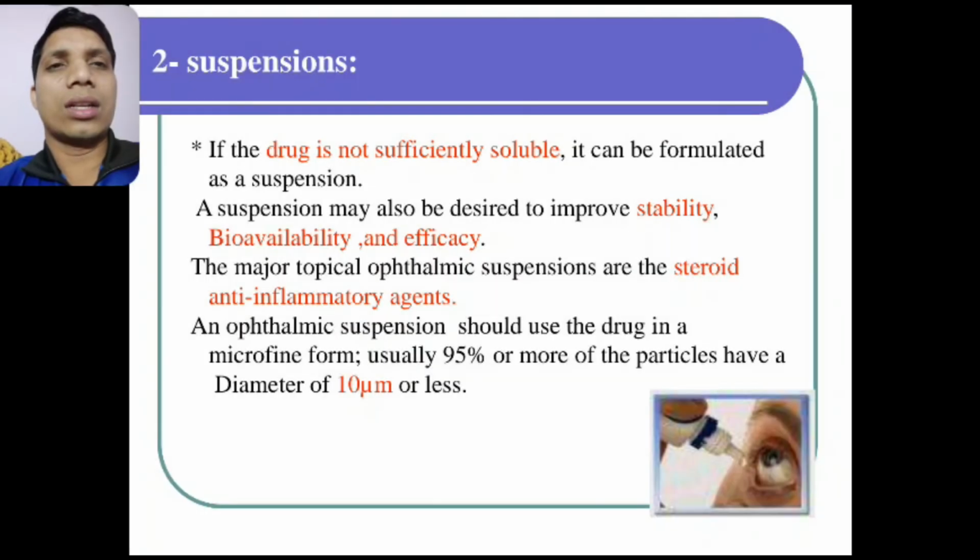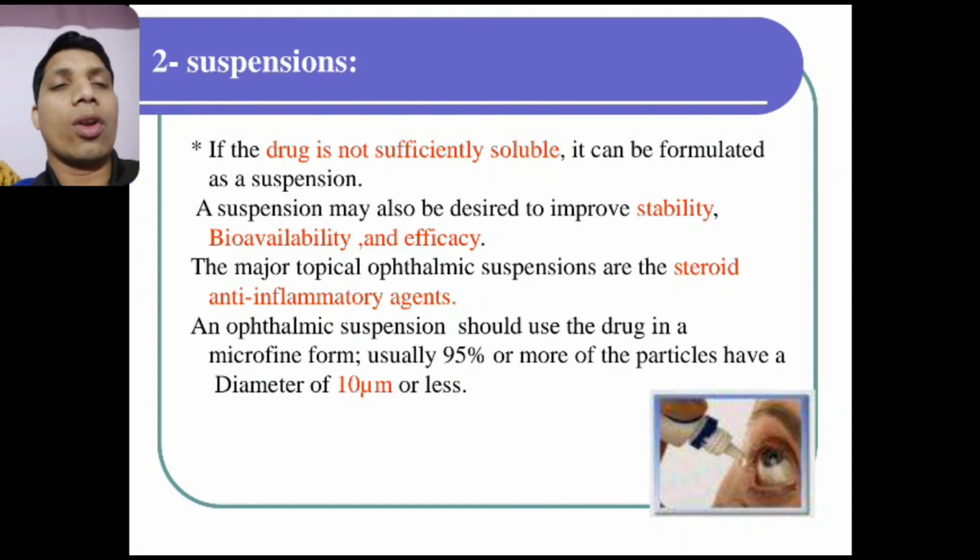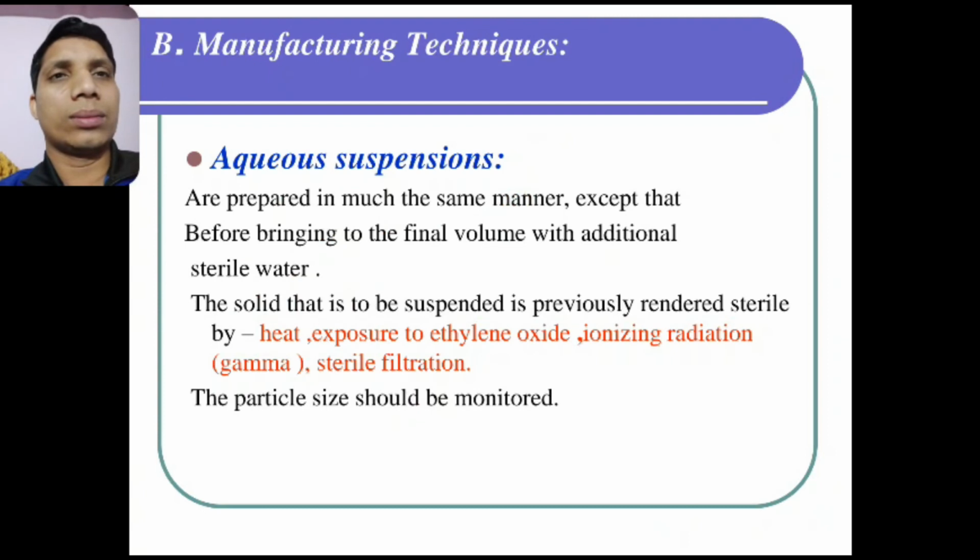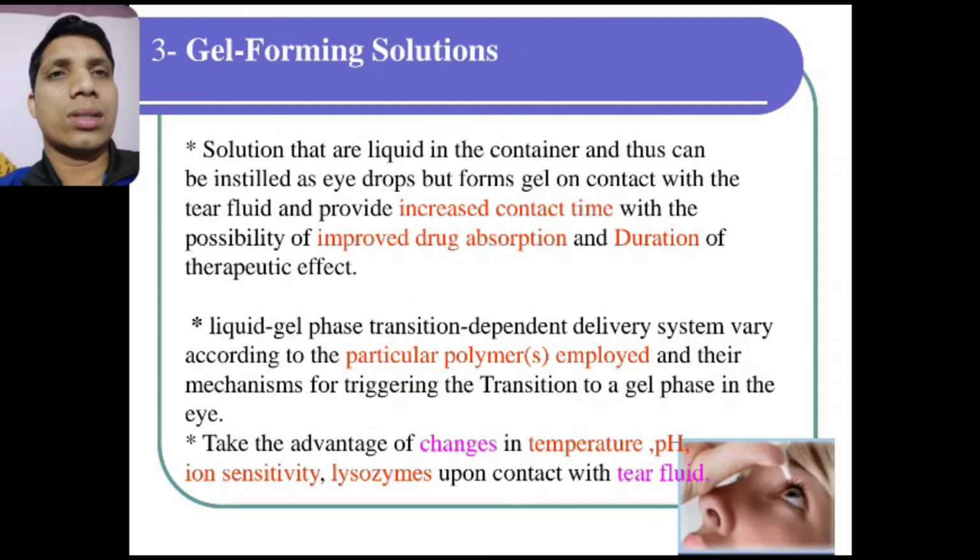Next are the suspensions. If the drug is not sufficiently soluble, it can be formulated as a suspension, for its bioavailability and efficacy, and some are used as anti-inflammatory agents. Ophthalmic suspensions should be used in a micro-fine form. Usually 95% or more of the particles have a diameter of 10. These are the manufacturing techniques for suspensions.